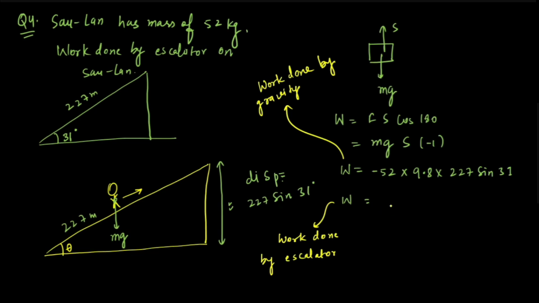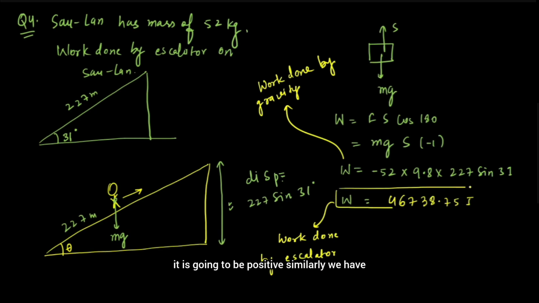46,738.75. So if you have to find the work done by escalator, it is going to be positive. Similarly, if you have to find work done by gravity, it is going to be negative of this.